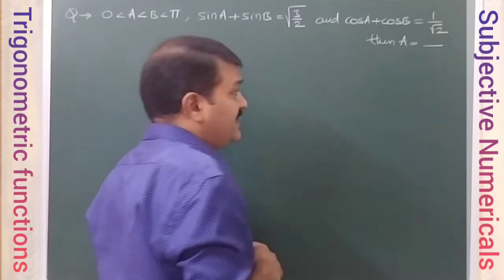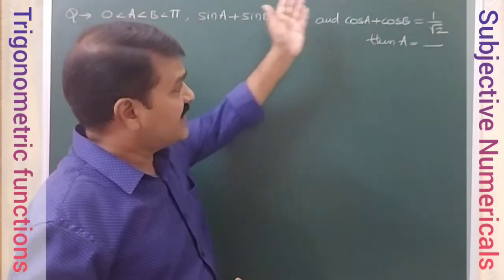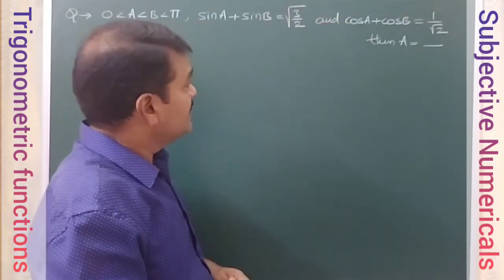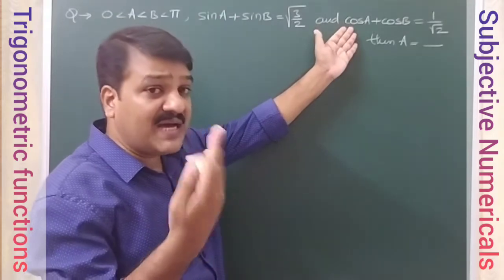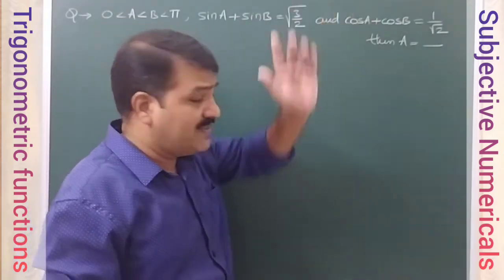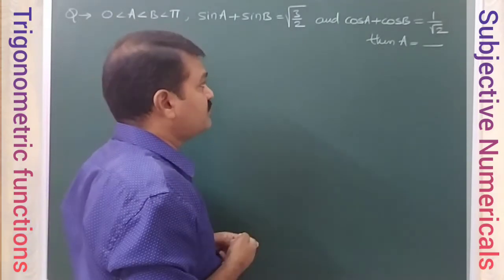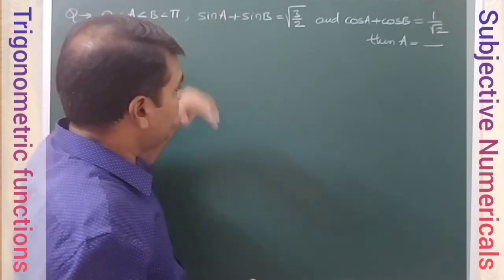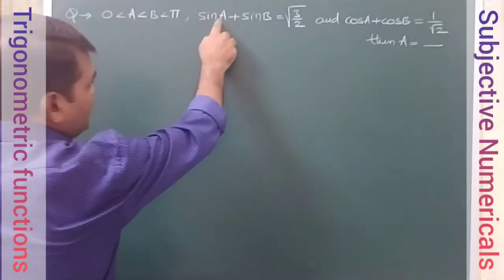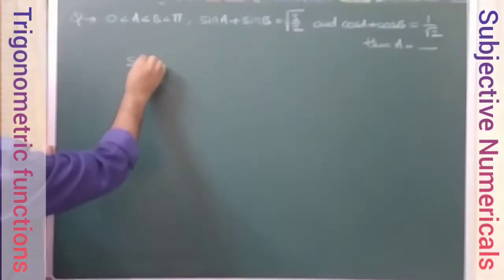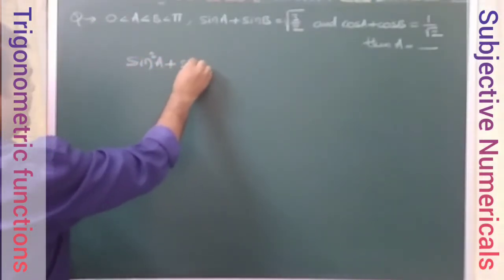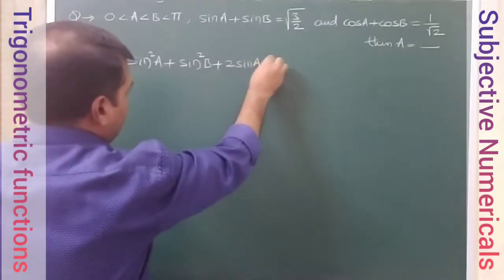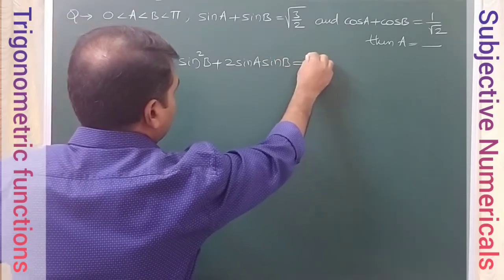To solve the given equations directly, we can consider squaring and adding. When we square and add, sin square A plus cos square A and sin square B plus cos square B will give us identities that can be used. So let us square and add these two equations. Squaring the first equation on both sides, we will get sin square A plus sin square B plus 2 sin A sin B is equal to 3 by 2.